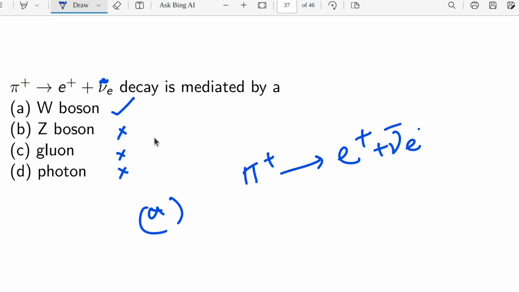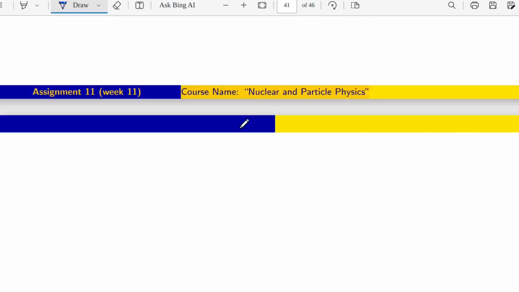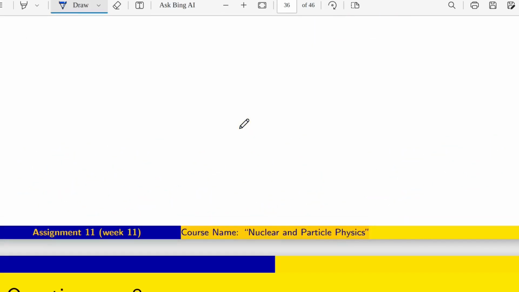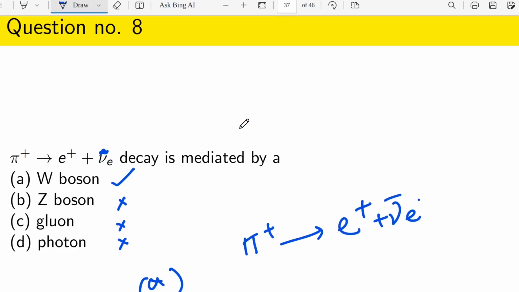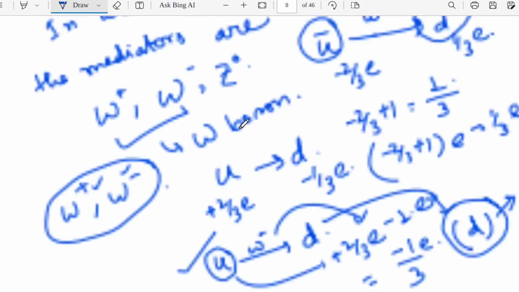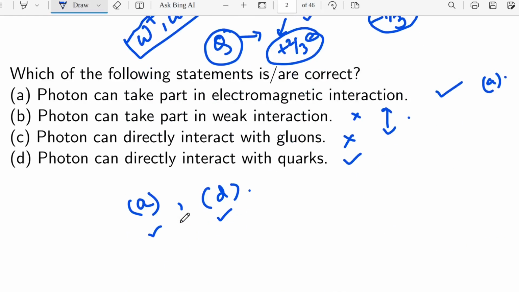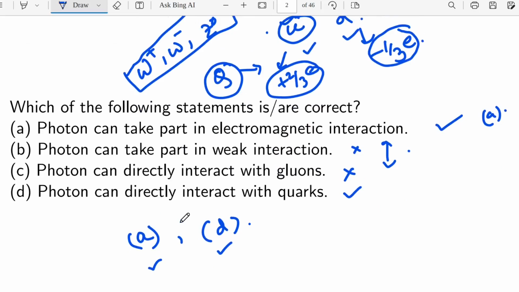Okay, so these are the 8 questions for this assignment number 11, previous year assignment questions. If you have any doubt, then you can ask me. I am just going through each and every question as a revision so that you can understand clearly. This is the first question, and the answer is also written here. These two are the answers.